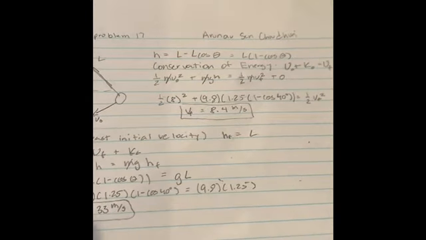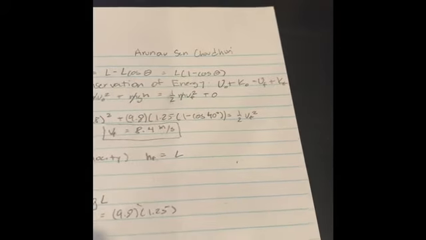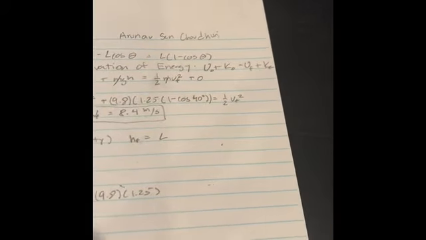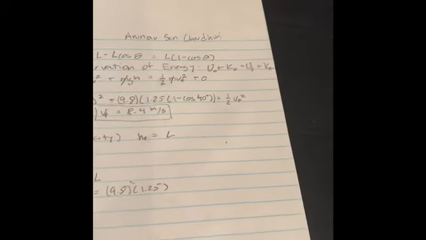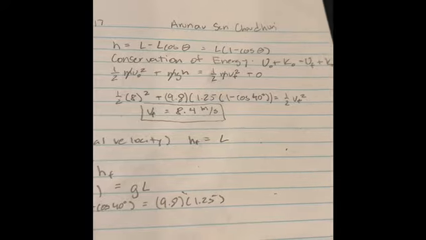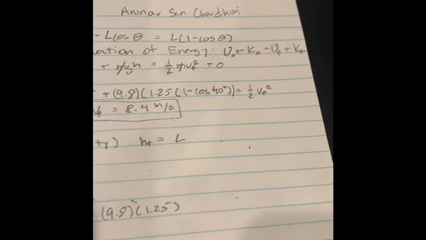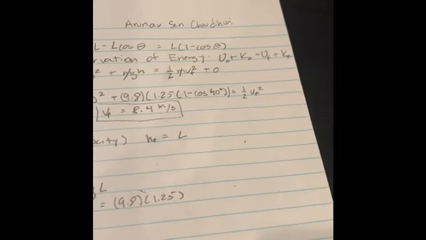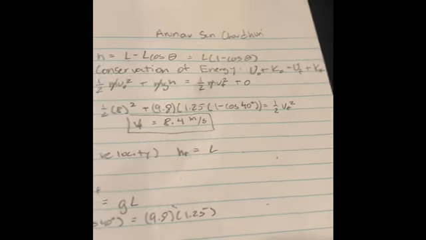Then you use the conservation of energy, which is that the sum of the initial potential and kinetic energy is equal to the sum of the final potential and kinetic energy. You can take out mass, and you also see that the final potential energy is zero, because when it's at its lowest position, all of it is kinetic energy.